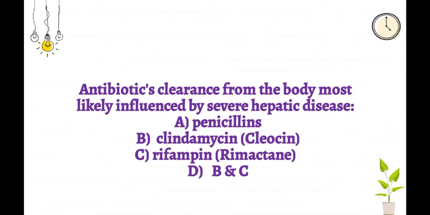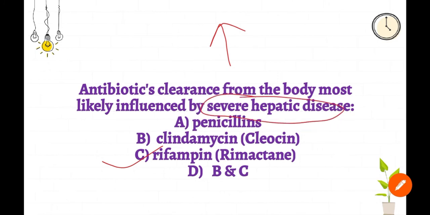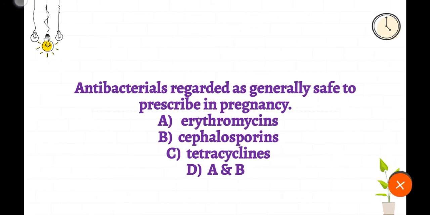Next is, antibiotic clearance from the body most likely influenced by severe hepatic disease. Option A, penicillins, clindamycin, rifampicin, B and C. Which antibiotic's clearance will get affected by severe hepatic disease? Answer is rifampicin. Its half-life will get prolonged in case of severe hepatic disease. The answer is rifampicin. Next question.